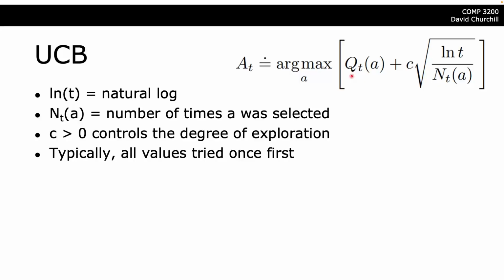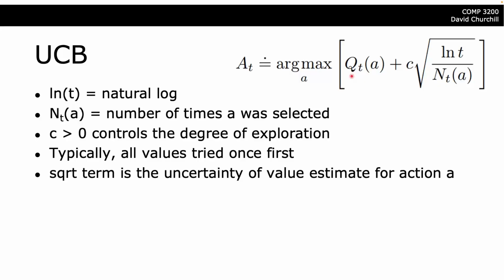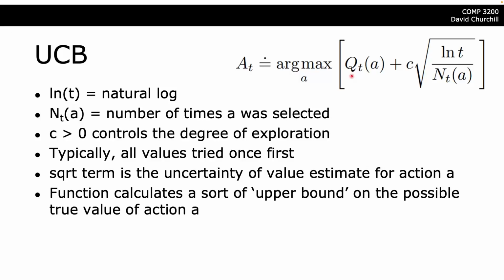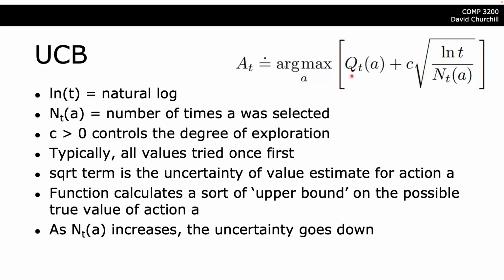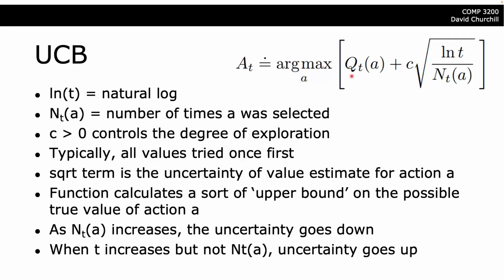And so typically in UCB what we do is we try everything once before we try anything twice. So there's one other step. We try everything once and then we start to implement this formula. So the square root term is the uncertainty value for the value estimates of action A. And the function calculates a sort of upper bound on the possible true value of action A. As N_t(A) increases, the uncertainty goes down. When t increases but not N_t, the uncertainty goes up.